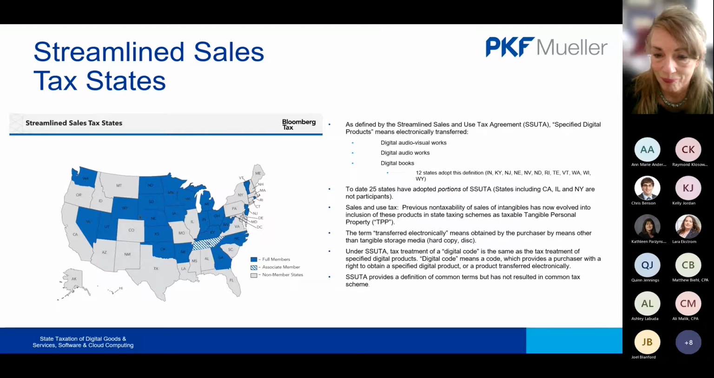They also provide tax treatment for digital code, but that tax treatment is really under the same umbrella as specified digital products. So they usually see the same taxation under that.